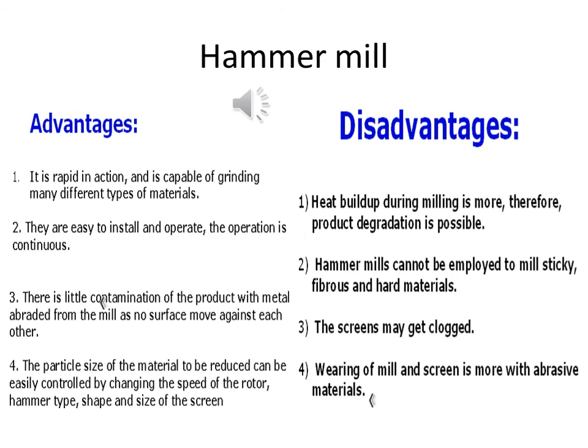The advantages and disadvantages of the hammer mill. Advantages: it is rapid in action and is capable of grinding many different types of material. They are easy to install and operate. The operation is continuous.